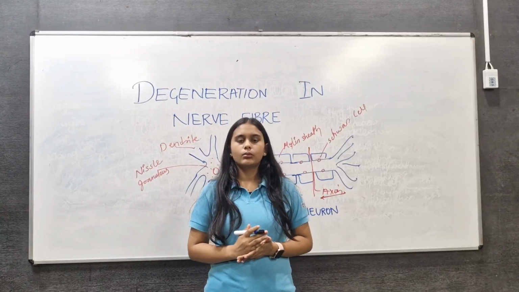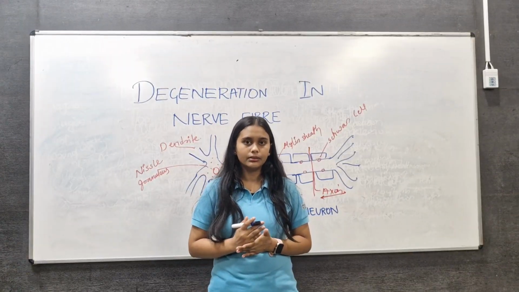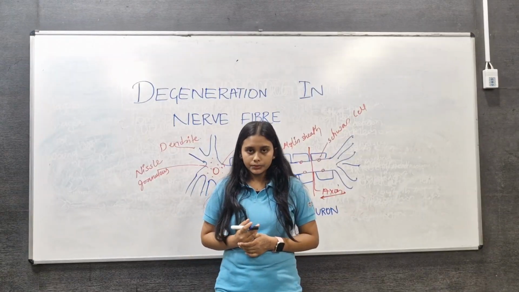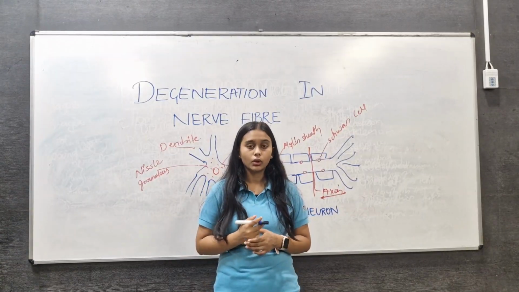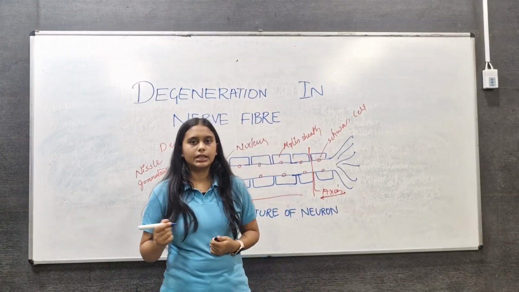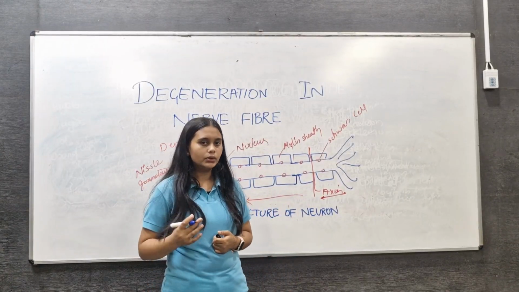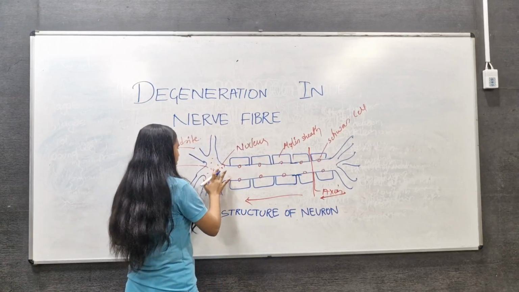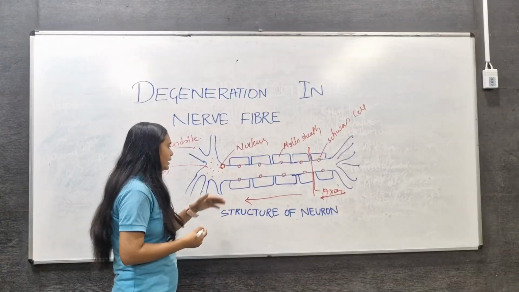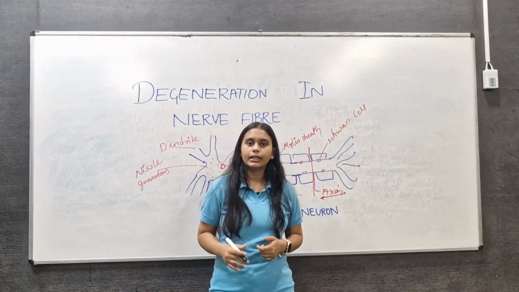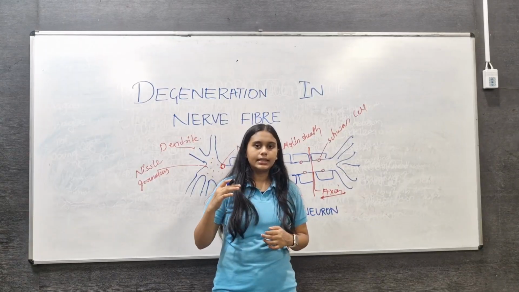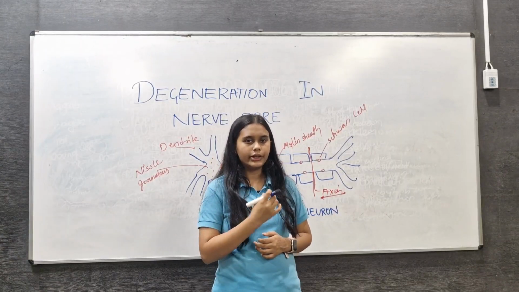Third, the nerve cell swells due to accumulation of fluid. And fourth, the neurofibrils disappear, which leads to the displacement of the nucleus towards the periphery. These changes happen within 48 hours of the injury, and in Wallerian degeneration it happens within 24 hours.